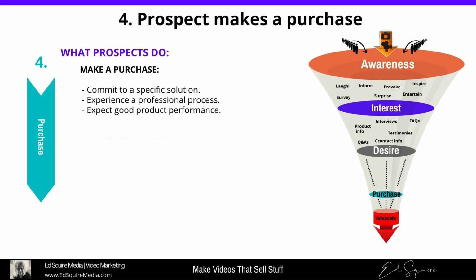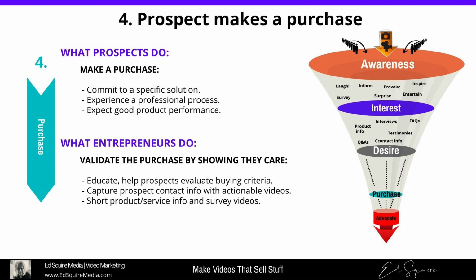So level 4, they make a purchase. What prospects do, they commit to a specific solution, they experience a professional process, and they expect good product performance. So here's what entrepreneurs do. They educate and help prospects evaluate buying criteria. They capture prospect contact info with actionable videos, and they use short product or service information and survey videos.